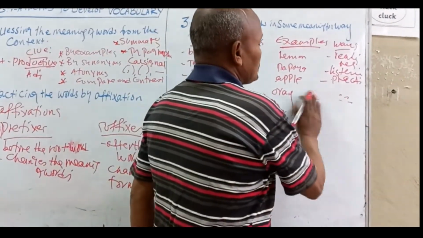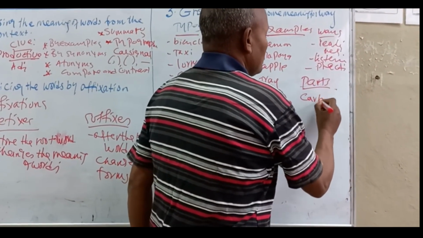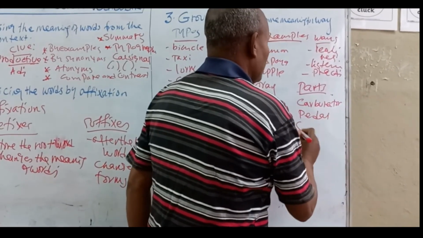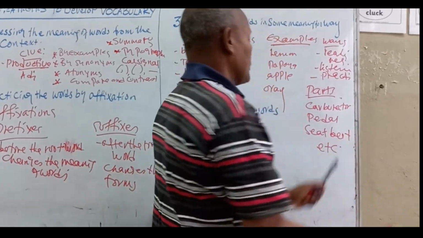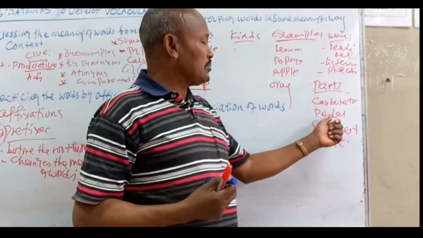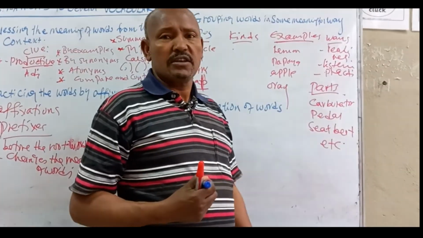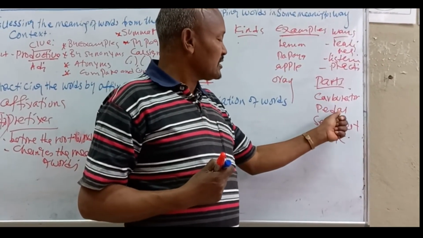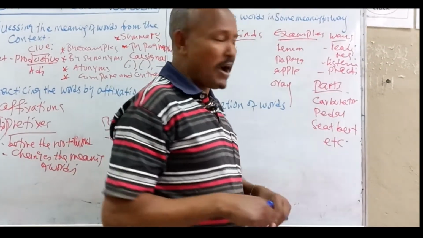And the other one is parts. Here is carburetor, maybe pedal, and seat belt. The carburetor is a kind of word, and pedal is a kind of word, and seat belt is a kind of word, which are parts of a car. So if you want to define this carburetor, you have to group this carburetor with such kinds of parts. So that is parts.